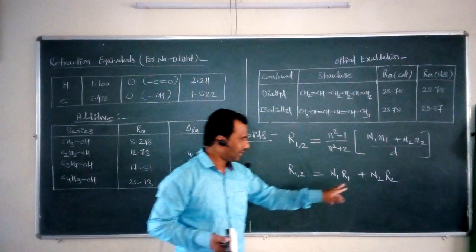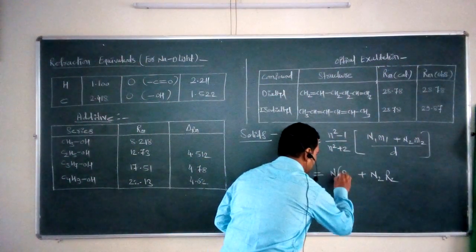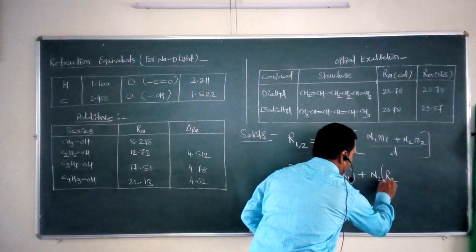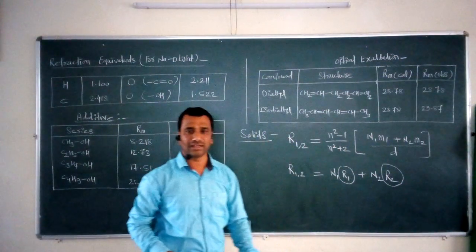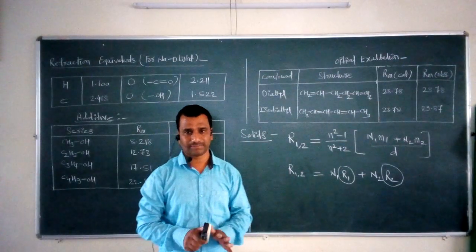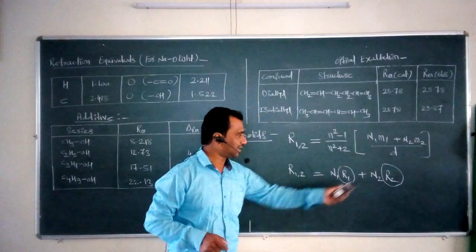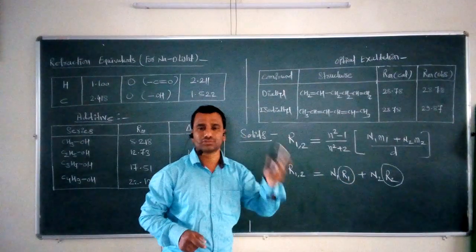Now in this equation, two terms are there: one is R1 and the second is R2. What are R1 and R2? This R1 is called the molar refraction of the solvent, and this R2 is called the molar refraction of the solute. And how is it obtained? It is obtained by the above equation.